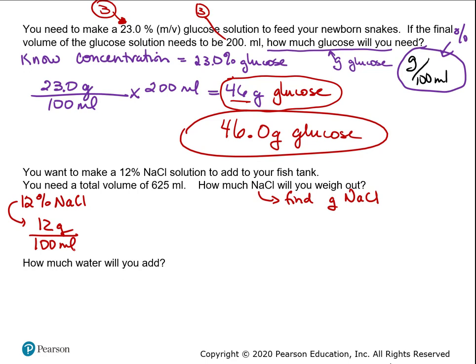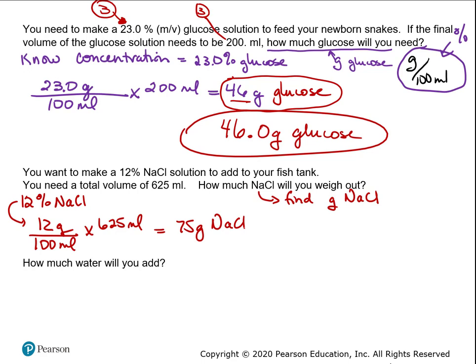And then, what do I have to do? Times 625, because then milliliters and milliliters will cancel. 12 times 625, then divided by 100. Yep, 75 grams of sodium chloride.